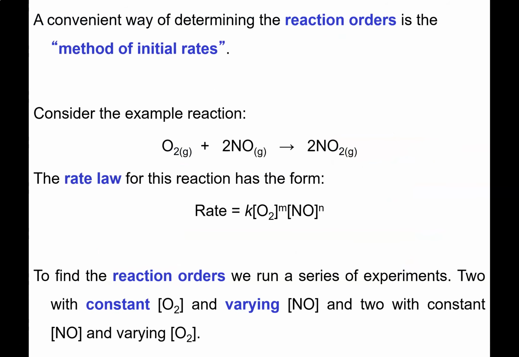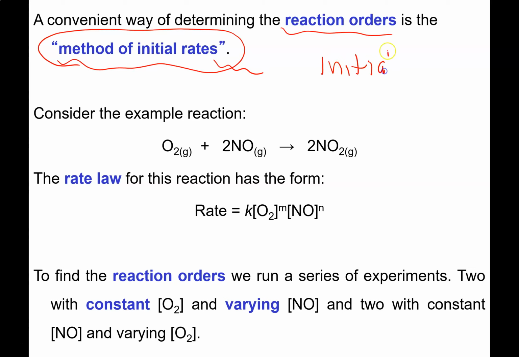There's a fairly standard way of doing this, of figuring out the reaction orders and also the rate constant. It's called the method of initial rates. And all method of initial rates problems are done the same way. You just have to recognize that it's a method of initial rates problem. A dead giveaway is that one of the sets of data you're given will probably be labeled initial rate.